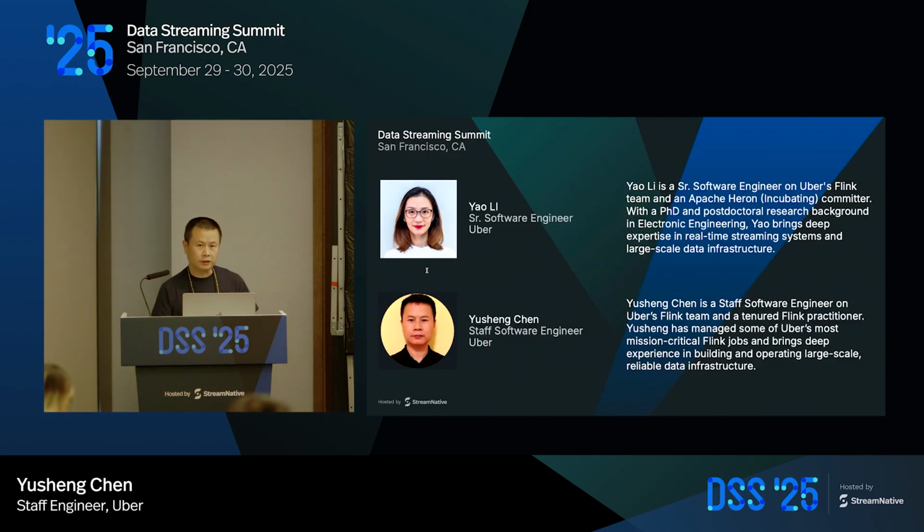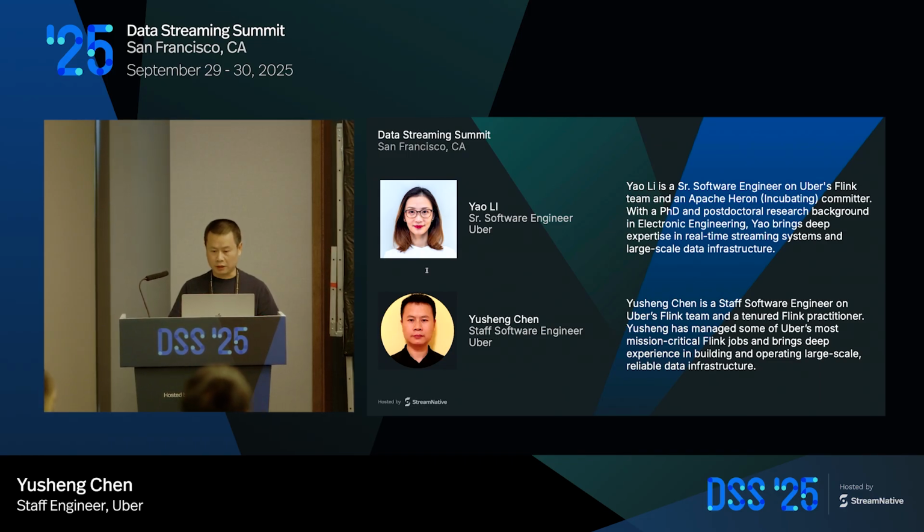So first, let me introduce ourselves. Yao is a senior software engineer on Uber's Flink team. She is also an Apache Flink committer. She has a PhD research background, and a lot of experience with the safe deployment of Flink jobs. Myself is Yusheng. I'm a staff software engineer on Uber's Flink team. I am responsible for the deployment system for the Flink jobs, especially for large scale safe deployment.